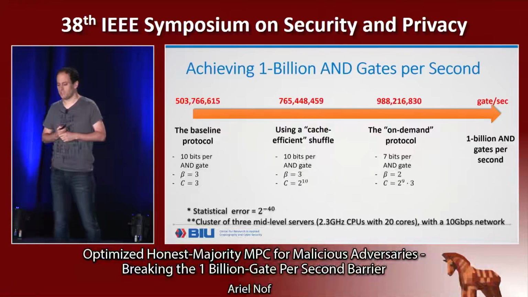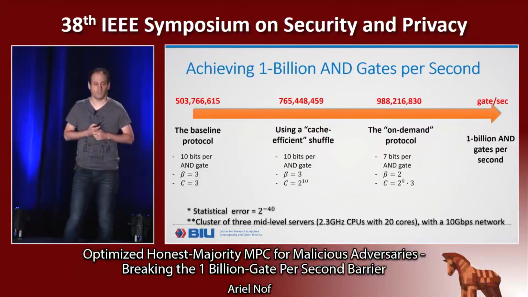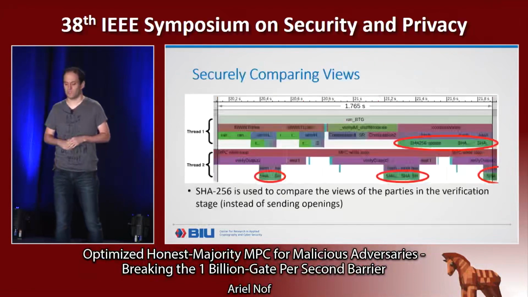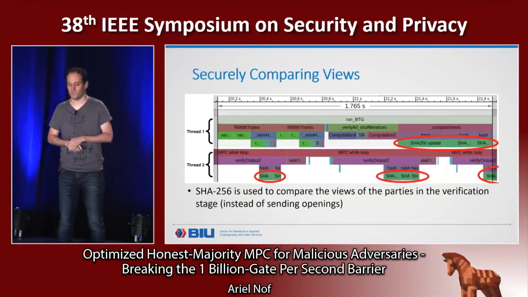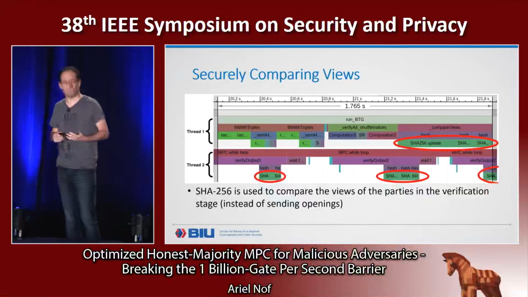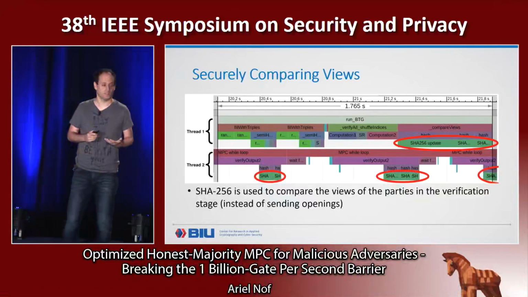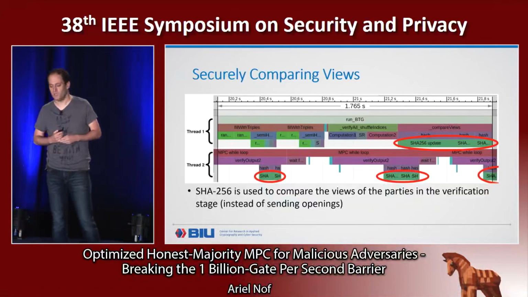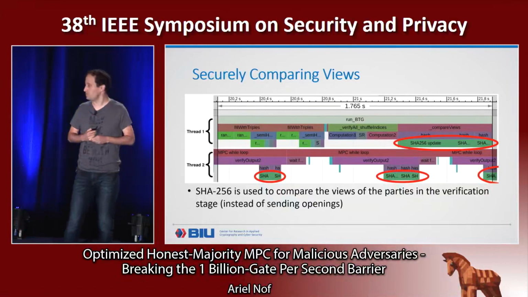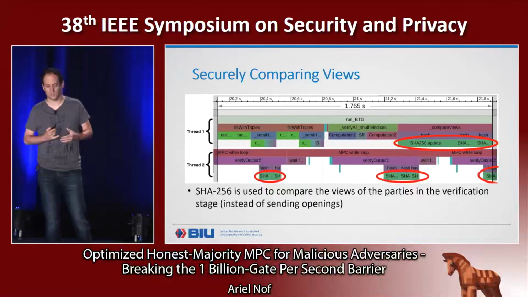At this point, we went back to the benchmarking of our protocol. Now things have changed. Bottlenecks that we have seen before are not bottlenecks anymore. But now there is a new bottleneck. I don't know if you consider the word SHA-256.